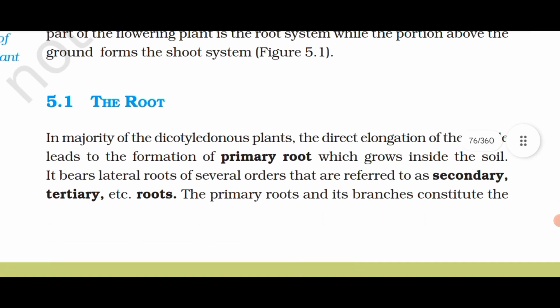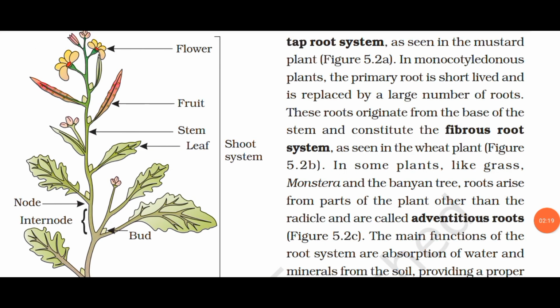5.1 The root. In the majority of dicotyledonous plants, the direct elongation of the radicle leads to the formation of the primary root, which grows inside the soil. It bears lateral roots of several orders that are referred to as secondary, tertiary, etc. roots. The primary root and its branches constitute the taproot system, as seen in the mustard plant.